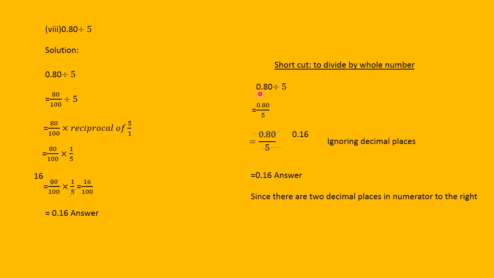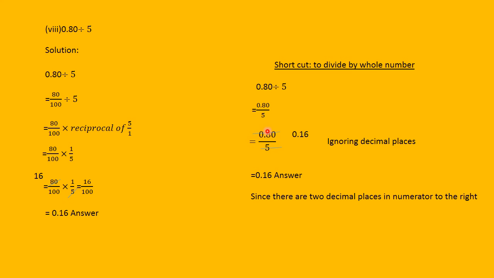Similarly here also, there is a shortcut. Directly you can do it. 0.80 divided by 5. So how do you write? You just ignore the decimal point. Then it is 80 upon 5. If you are ignoring the decimal point, then it will be 80 upon 5. So just try to cancel 80 upon 5.